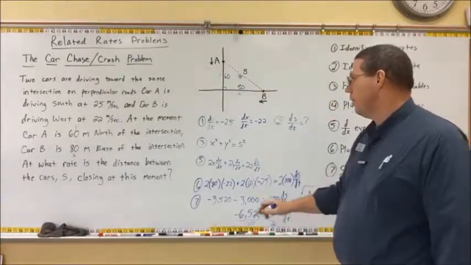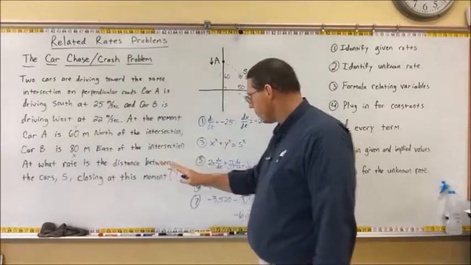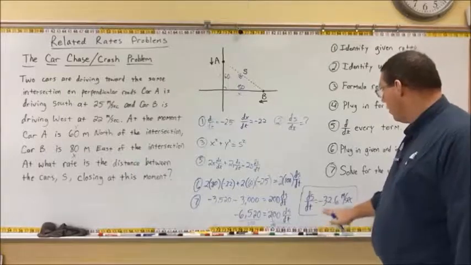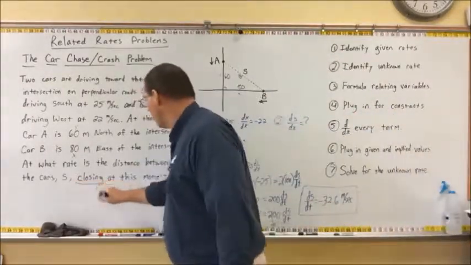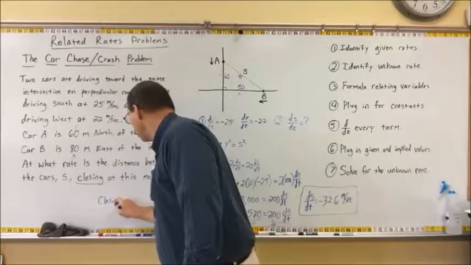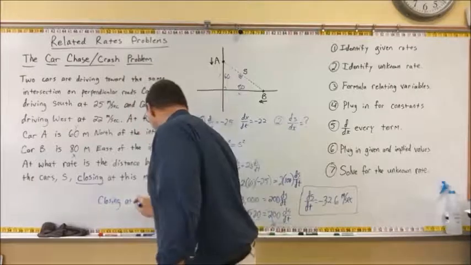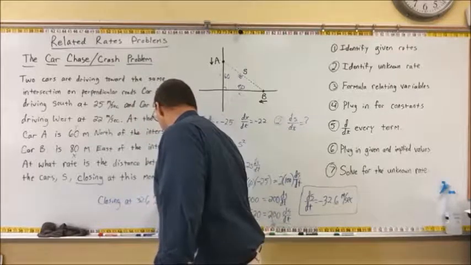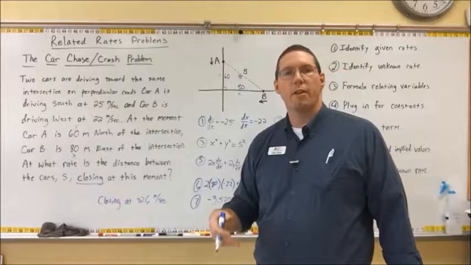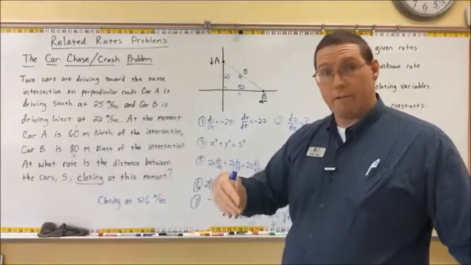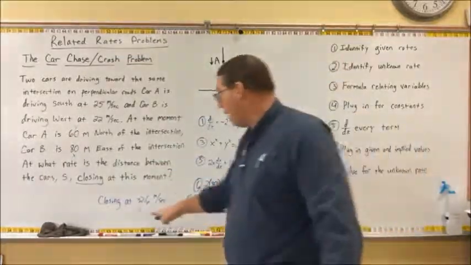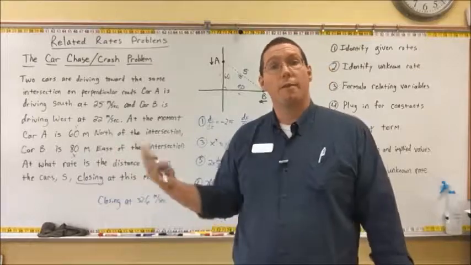The rate at which the distance between the cars is closing at that very moment is negative. The way we would answer it is we would say the negative means closing. So what we would say is that the distance is closing, is getting shorter at 32.6 meters per second. We wouldn't say that it's closing at negative 32.6 meters per second. We would say that it's closing. That means the negative is interpreted as the words getting closer or getting smaller, or closing at 32.6 meters per second. And that's the car crash problem.